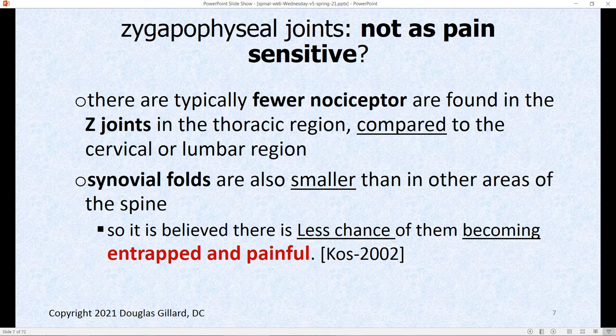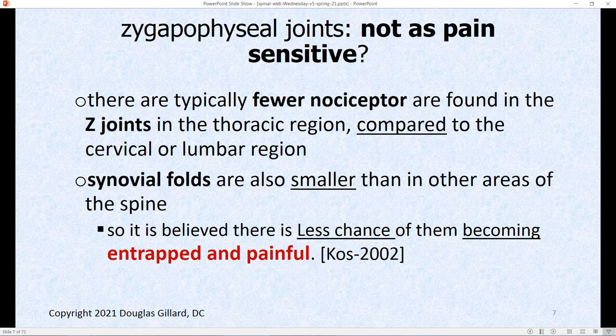How come? Why is that? Well, first of all, the ribs protect the disc. It's almost like a natural fusion. The discs don't have a lot of pressure on them because the ribs take a lot of the axial load. And there's also fewer nociceptors. Remember what those are? Those little pain sensors. There's fewer of those found in the Z joints compared to cervical and lumbar, which is kind of weird. So the medial branch still supplies these Z joints, or these facet joints, but the density of nociceptors is not as great.